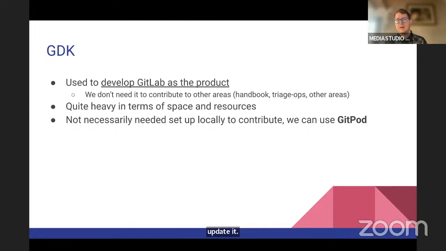But there is a workaround to that, which is using Gitpod. Gitpod can be used to set up, in this case, a GDK instance remotely, and we can connect to it with VS Code locally or directly using the web interface. So we can contribute to GitLab without needing to set up GDK locally, for example if we don't have a computer that can support it.